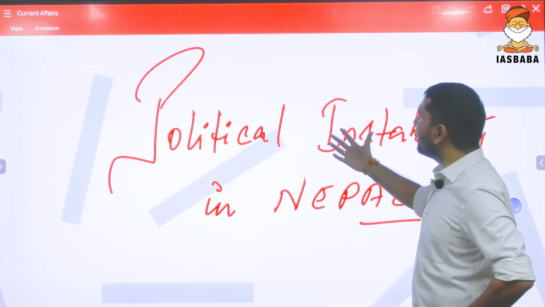So their current political system is almost similar to us in India. So if you have seen the Indian political system, you will understand it really very clearly. That is a federal democratic republic. That is one thing that we need to understand. Federal Democratic Republic is what Nepal has been calling itself.